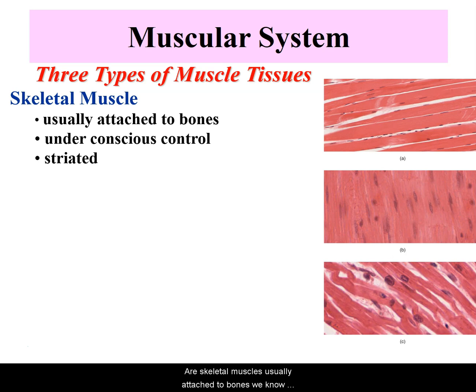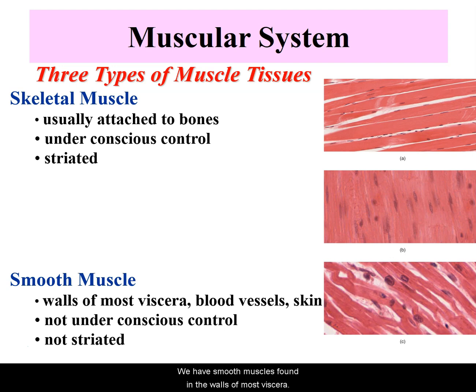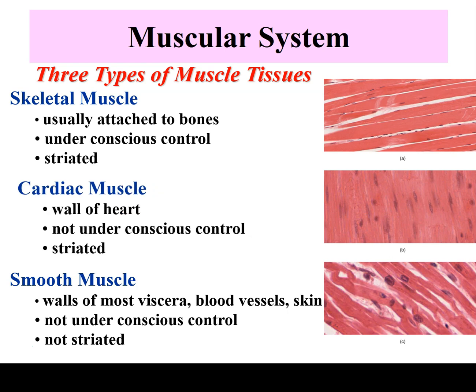There's skeletal muscles, usually attached to bones. We know it's usually under conscious control, unless we're cold, and it is striated. We have smooth muscles. It's found in the walls of most viscera. Our blood vessels are lined with them. Our skin has the erector pili muscle. It is not under our conscious control, and it's not striated. Cardiac muscle is found in the wall of the heart. It's not under conscious control, and it too is also striated, a little less noticeable on a slide than skeletal muscle.